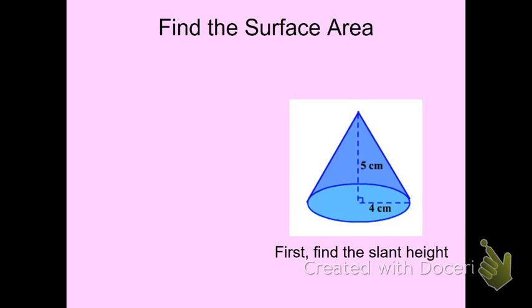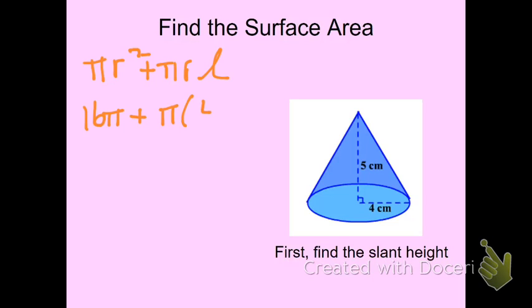Okay, now for this cone, we're going to find the surface area again. The surface area of a cone formula was pi r squared plus pi r l. So we know r, so that part's just going to be 16 pi plus pi r l. We know pi, that's just pi. We know r is 4. L is going to be the slant height.